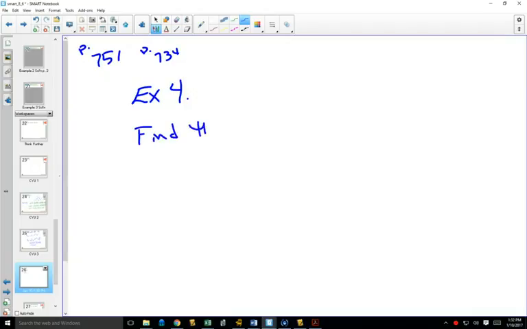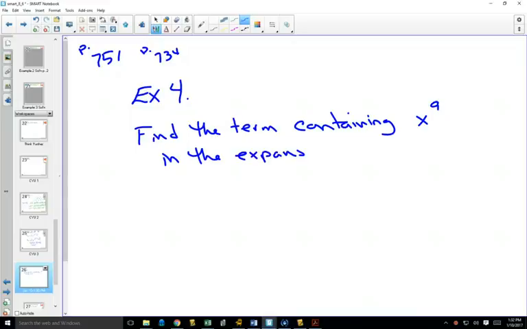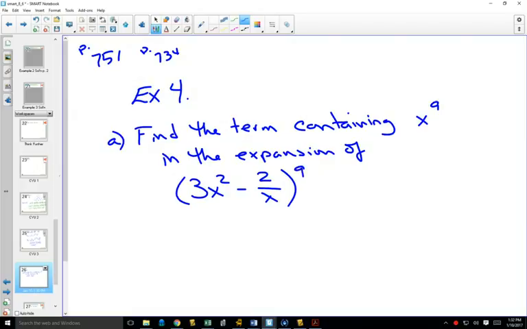Find the term containing x to the 9 in the expansion of 3x squared, well, this will be a, 3x squared minus 2 over x to the power of 9. So these are the hardest ones because they don't tell you which term it is.